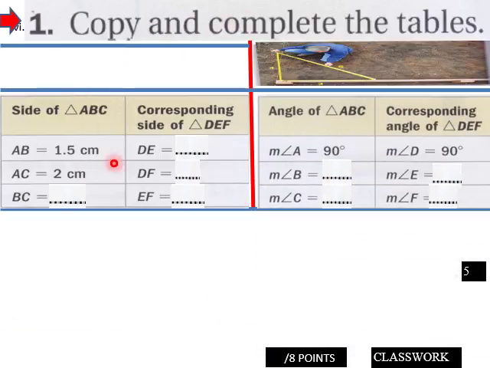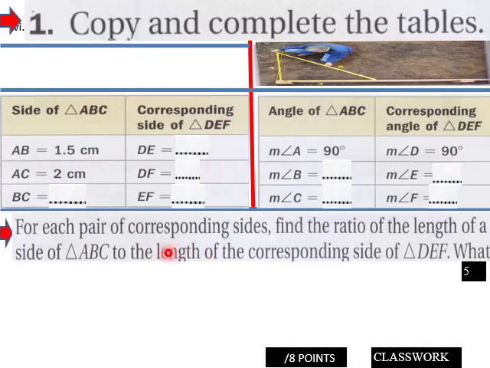Complete the tables now. We have tables for the work that we have just done. For each pair of corresponding sides, find the ratio of the length of the side of ABC to DEF. So you need to find ratios of corresponding sides. Here's where you fill that in. For BC, you need to fill that in, and for the second triangle, fill in that. Then fill in the angle measurements from using your protractor.